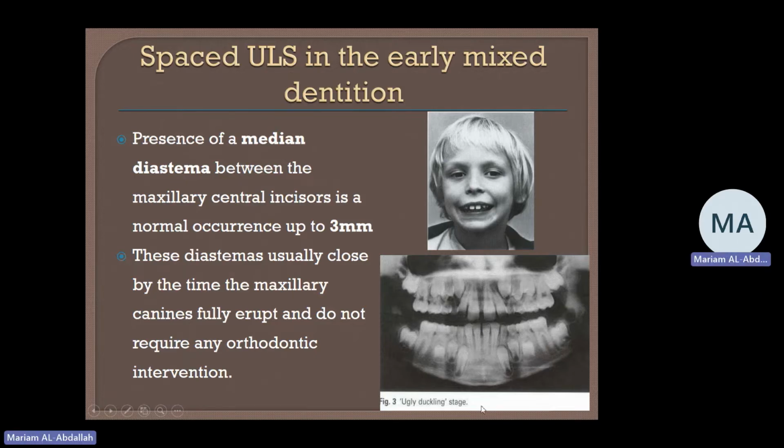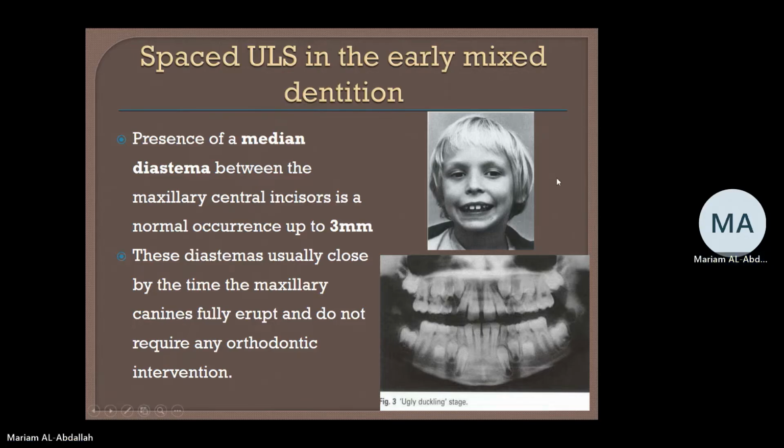And this is what we call the ugly duckling stage, a terminology used within the dental profession. We don't use it with the patients, of course, and their parents. It's not a nice terminology. Anyway, if you have very concerned parents who come to your clinic complaining about a spaced upper labial segment at this stage, then you just need to reassure the parents that this is normal. Of course, you do this after you go through comprehensive history taking and clinical examination, and radiographs if necessary, and then you need to confirm that this is a normal physiological development.